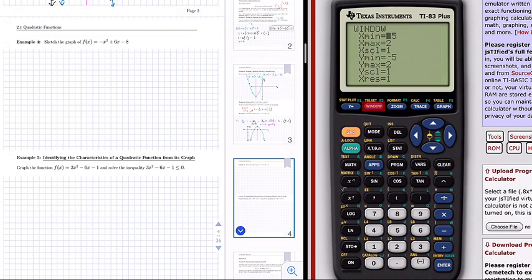Then I want to choose a similar window to what I have. So I can go negative 1 for my x minimum, and the max will be 5. The scale is 1. The y minimum goes down to negative 4 and up to 2, and the scale is 1. And we should get a similar graph. It crosses at 2 and 4. So yeah, we have a similar graph. The vertex looks correct and everything.